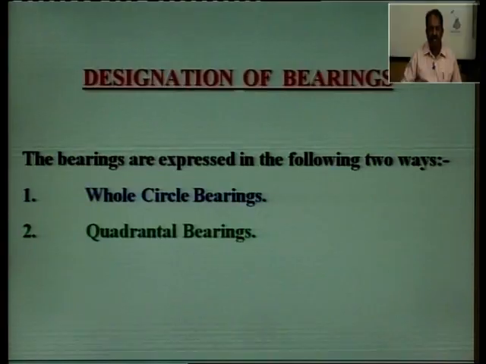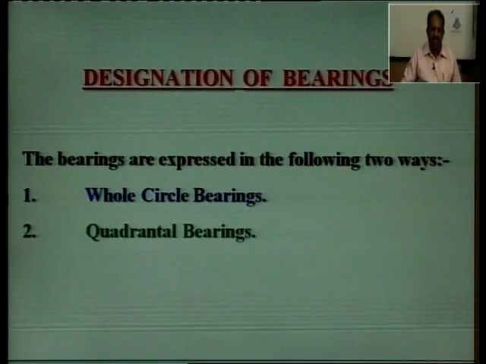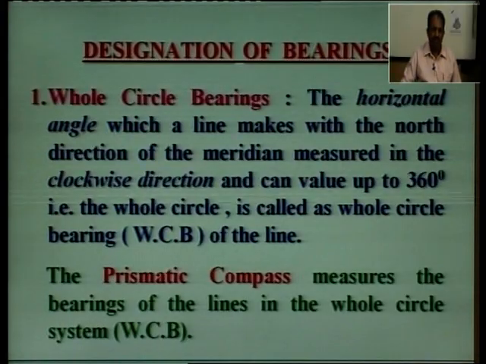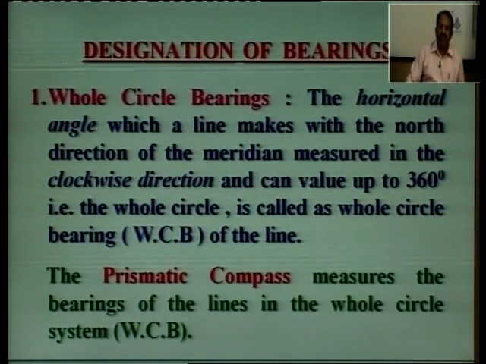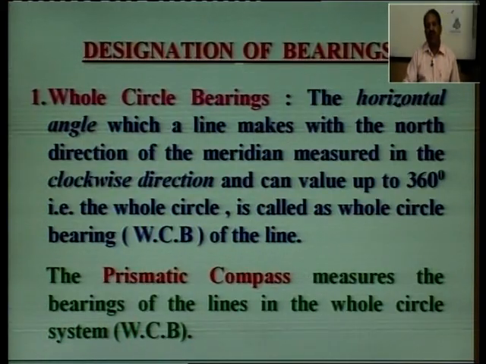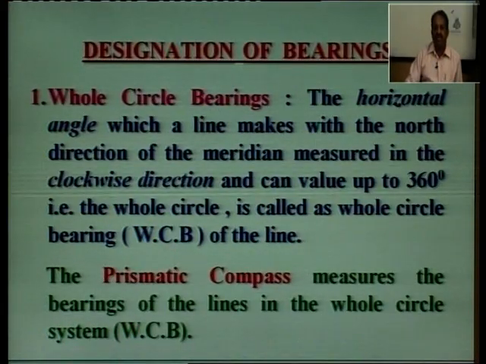So, how do we designate them? There are two systems. The first is the whole circle bearing system and the second is the quadrantal bearing system. We will study them one by one. So, designation of bearings: the first system is the whole circle bearing system.